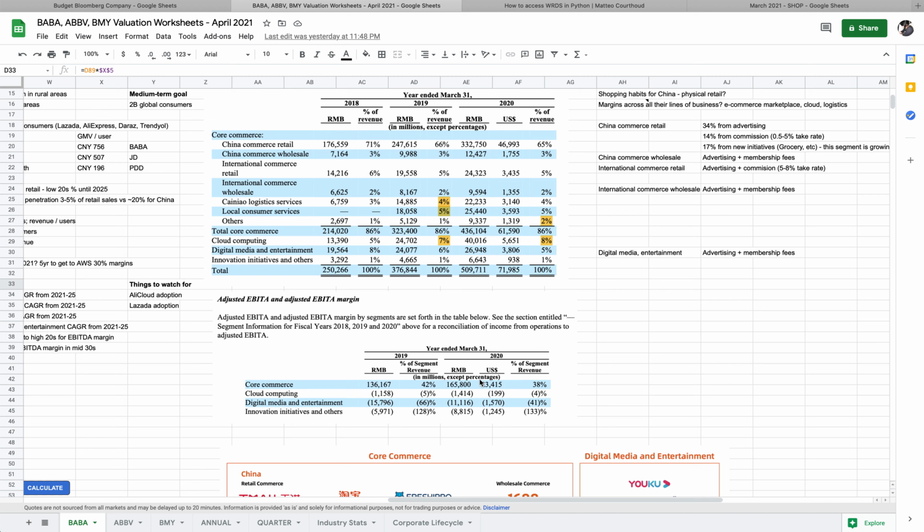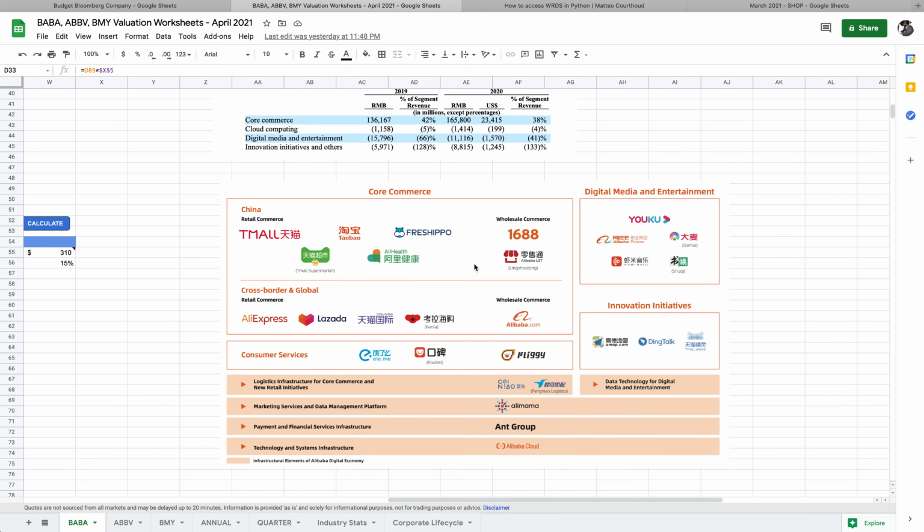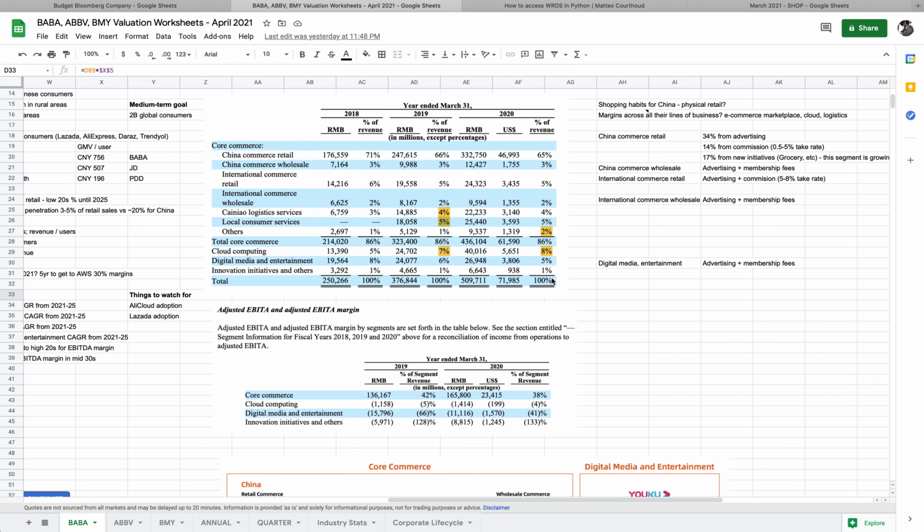So in the 10K, I also pulled out some interesting numbers given all the different areas and different businesses that they have. I pulled out this breakdown and table that gives you a breakdown of what percentage of revenue comes from each. So as you can see, their core commerce, right? All of their e-commerce stuff is still the vast majority of where they get their money from. So it's still just over 85%.